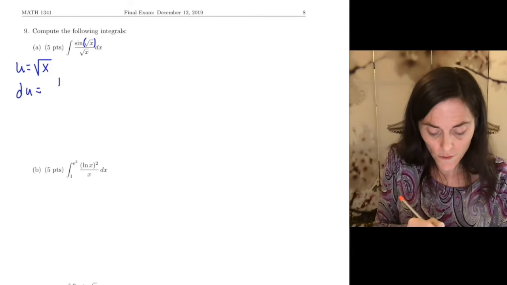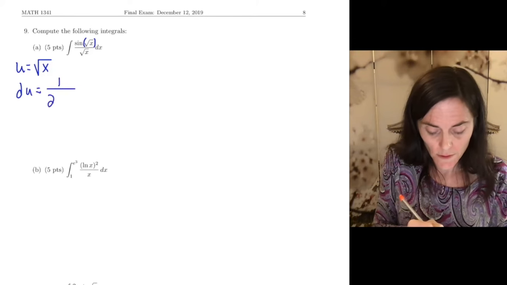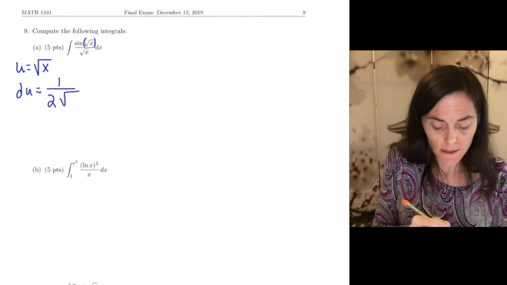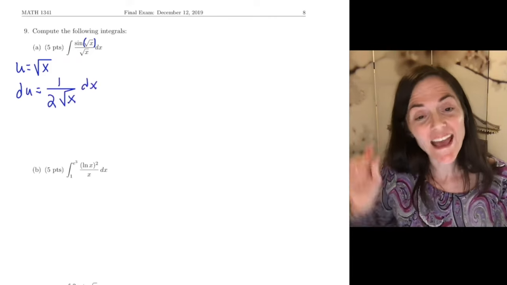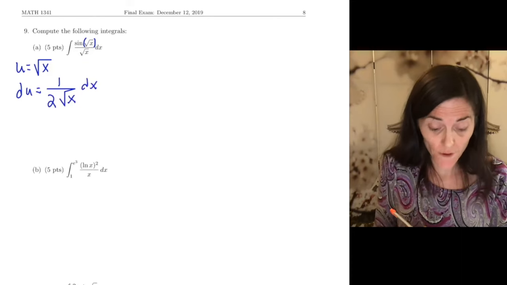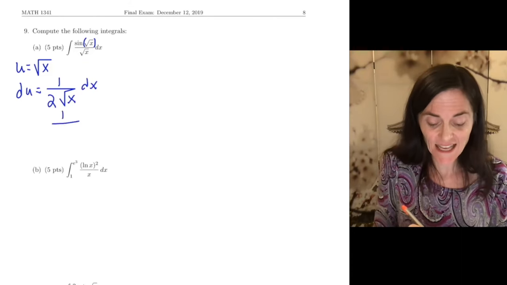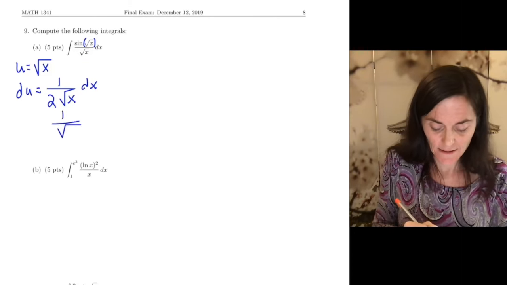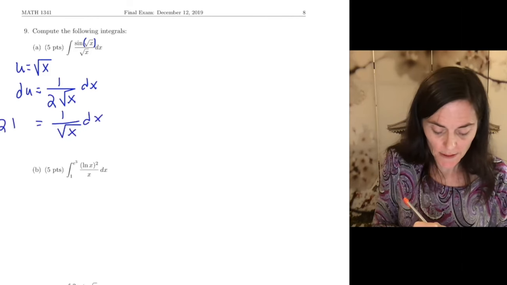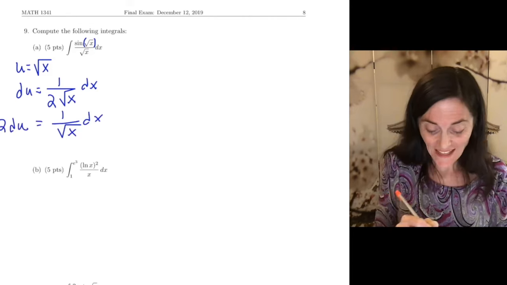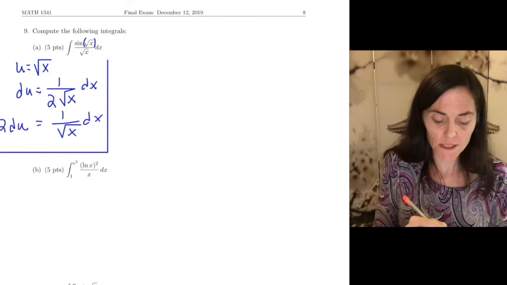This is 1 over 2 square root x dx. Now, we have handed to us in our integral just 1 over square root x dx. And this is 2 du. This is my work for substitution.